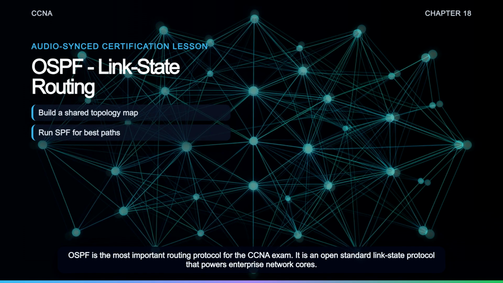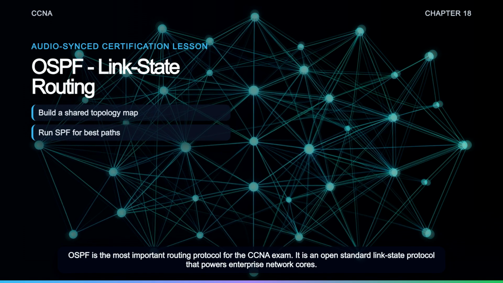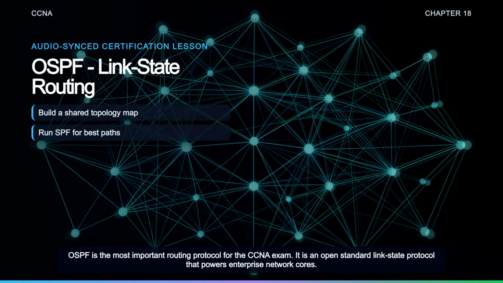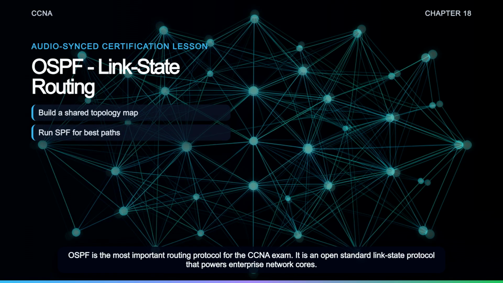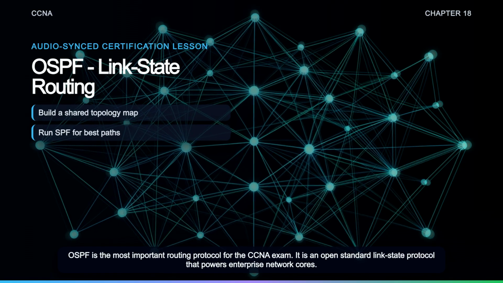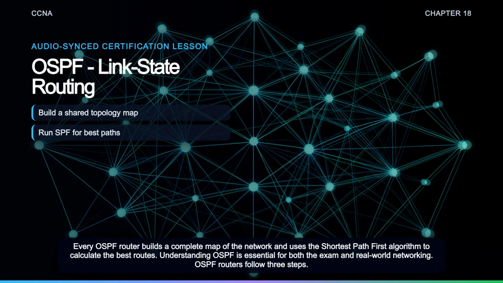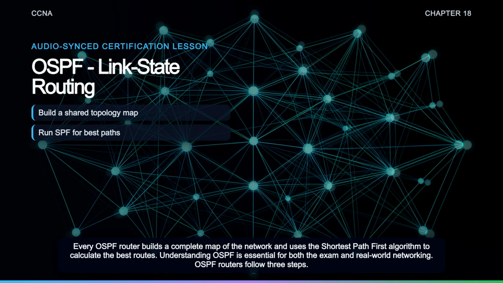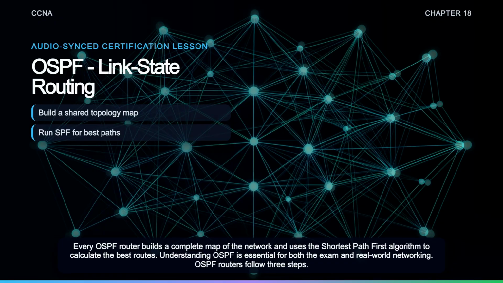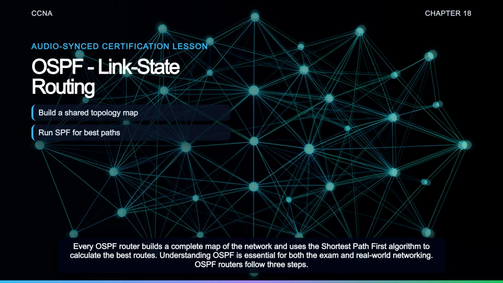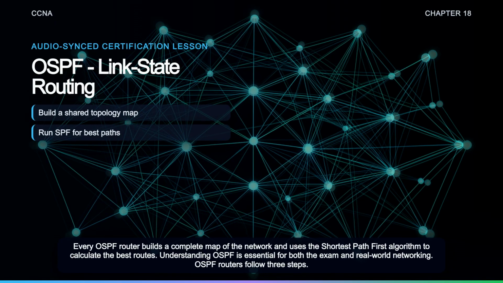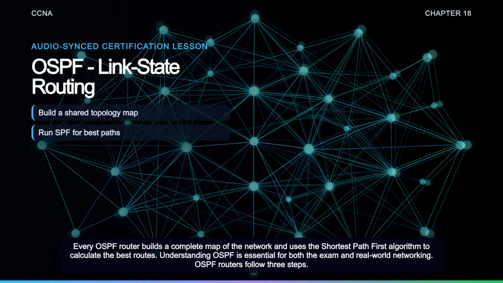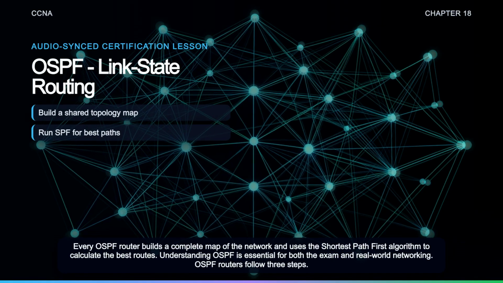OSPF is the most important routing protocol for the CCNA exam. It is an open standard link state protocol that powers enterprise network cores. Every OSPF router builds a complete map of the network and uses the shortest path first algorithm to calculate the best routes. Understanding OSPF is essential for both the exam and real-world networking.